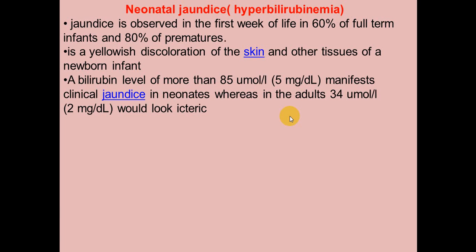Hi, dear students. Our lecture today is neonatal jaundice, a common problem in neonatology. It occurs in 60% of full-term infants and 80% of premature infants. It's a yellowish discoloration of the skin and the mucous membrane. It appears clinically in the newborn period when the total serum bilirubin reaches about 5 milligram per deciliter, and this differs in adults, in whom jaundice will appear clinically when the serum bilirubin is more than 2 milligram per deciliter.